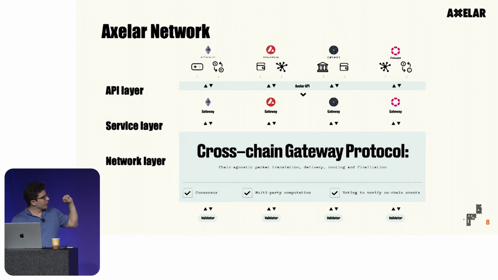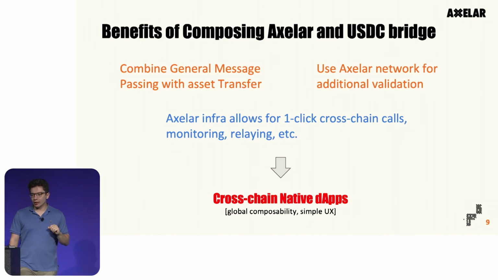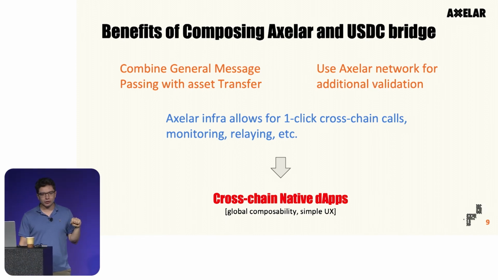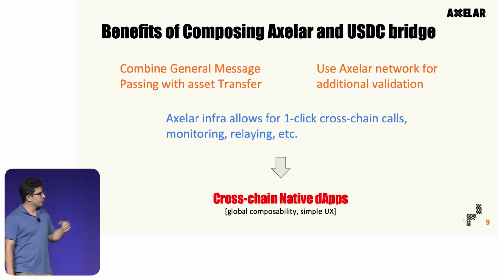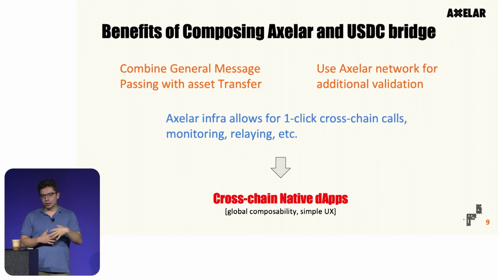So, and the powerful thing is that when you take the Axelar network and compose it with Circle USDC bridge, it allows you to build these native cross-chain applications. So first thing, you can compose Axelar general message passing with the asset transfer functionality. So asset transfer being USDC transfer. And the general messages, when I refer to them, I really mean an arbitrary program or a contract call that you can specify while you're transferring assets, right?